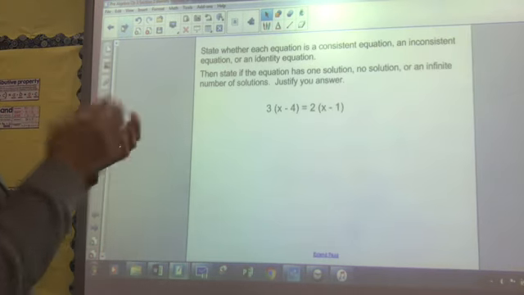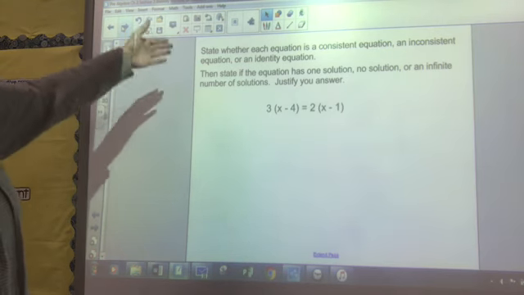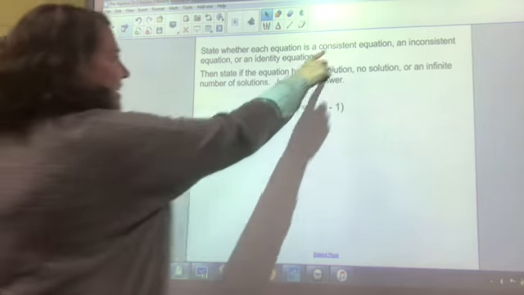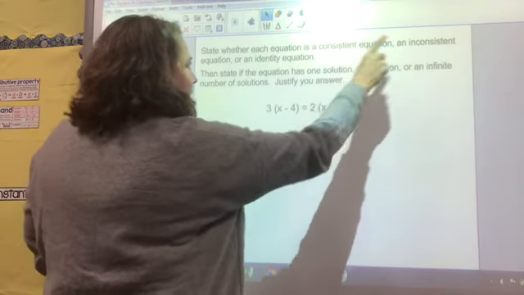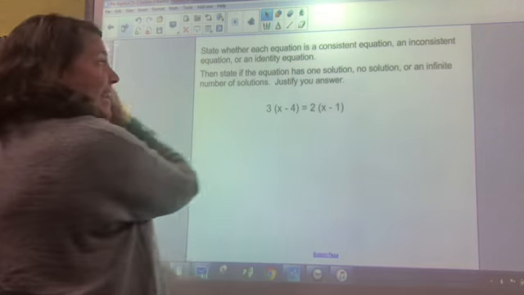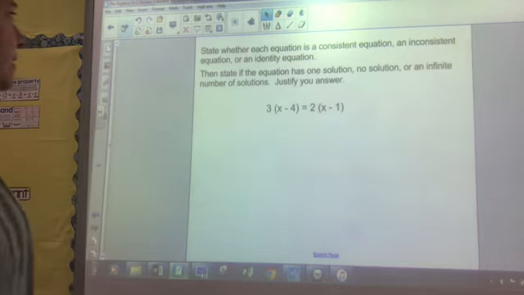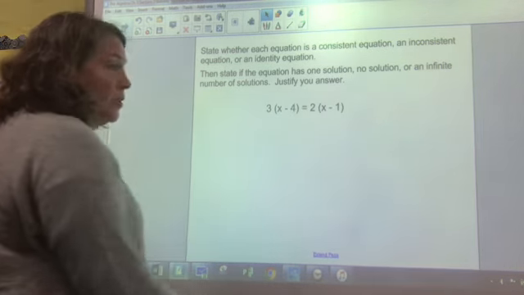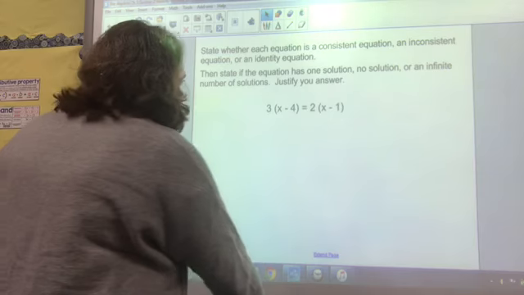Let's go through some examples. The directions will look like this. State whether it's a consistent equation, an inconsistent equation, or an identity equation. Remember, a consistent equation has one solution, inconsistent has no solution, identity has an infinite number of solutions. Justify your answer by showing your work. So you're just going to solve it like normal.